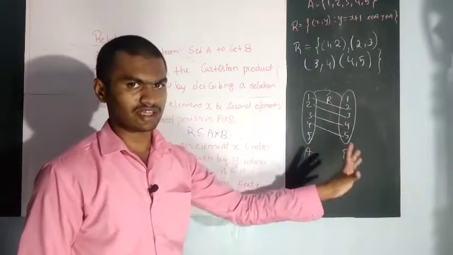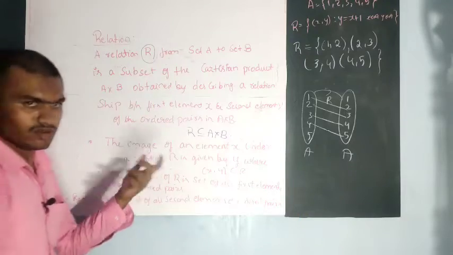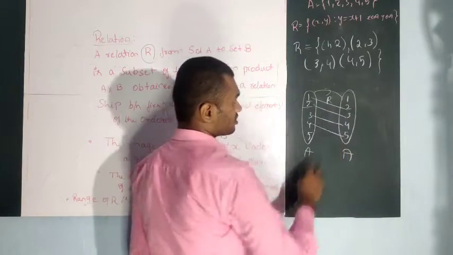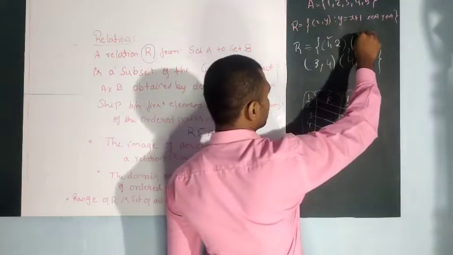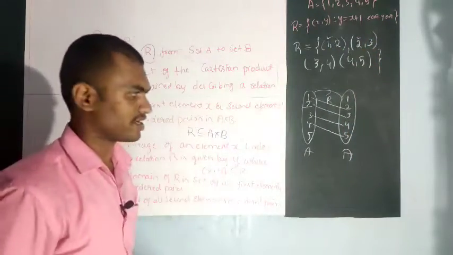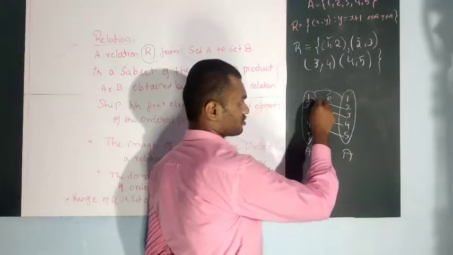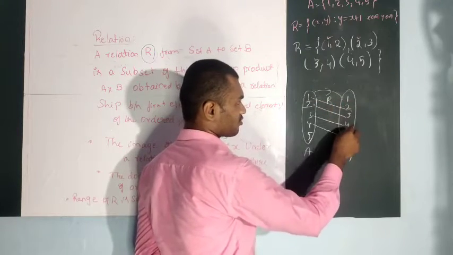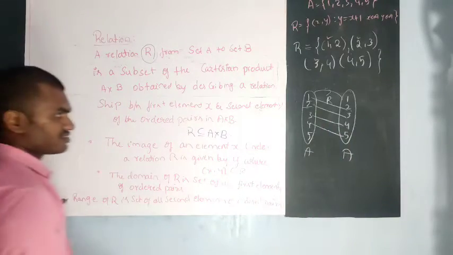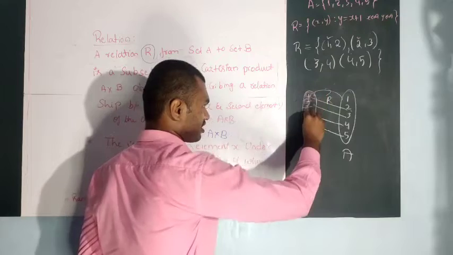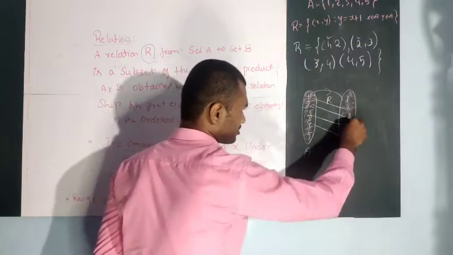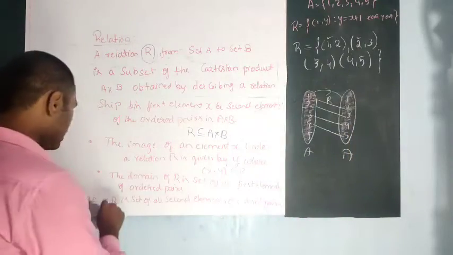This is a relation we can understand, but what is image? For 1, what is the image? 2. For 2, 3 is the image. So for the first element, the second element in the ordered pair is the image, right? So 2 is the image of 1, 3 is the image of 2, 4 is the image of 3, 5 is the image of 4, like that. Then domain: the set of all elements of A is called the domain. So these are the domain and these are the codomain.